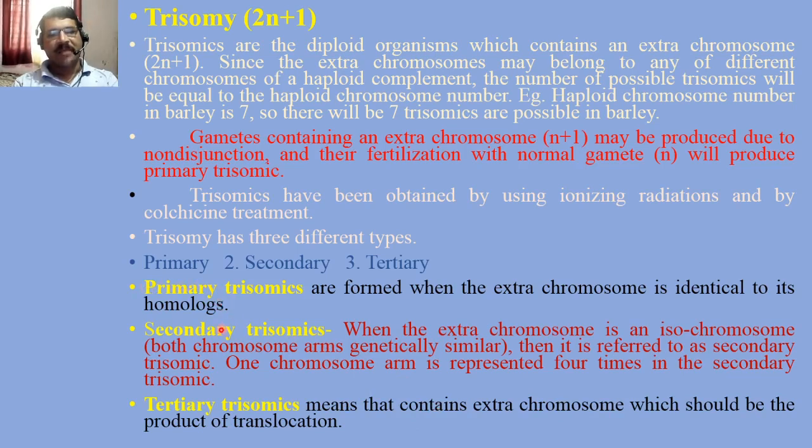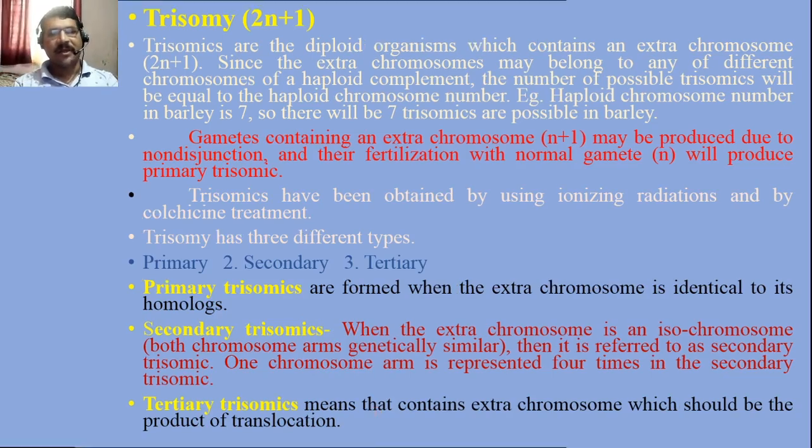Apart from primary and secondary trisomics, tertiary trisomics are also produced, and they are different from these two because here the extra chromosome is formed due to translocation. We will see this in detail in the next video.